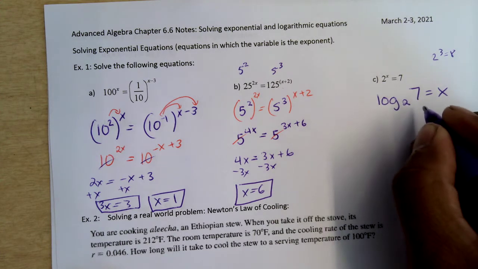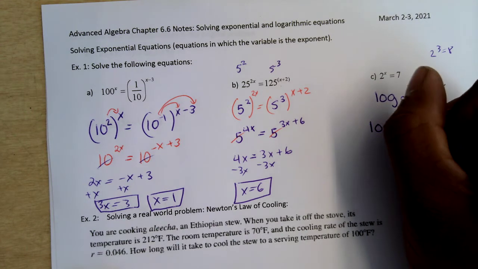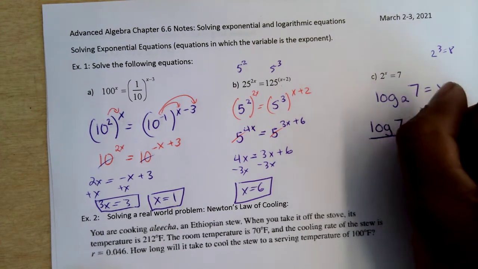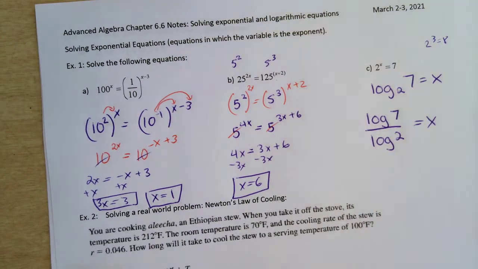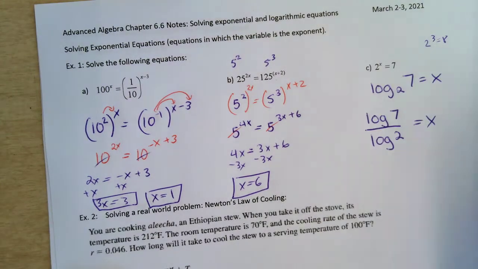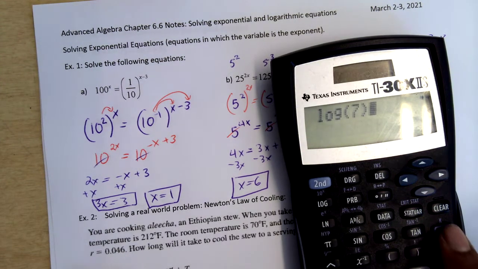But I can't put log base 2 in my calculator. So what I'm going to do is use the change of base formula. You might need to look that back up. And say log of 7 over log of 2 equals x. Remember, these are both log base 10 here. And I can put that in my calculator. I could have also done this with ln, but I just use log because, well, I felt like it.